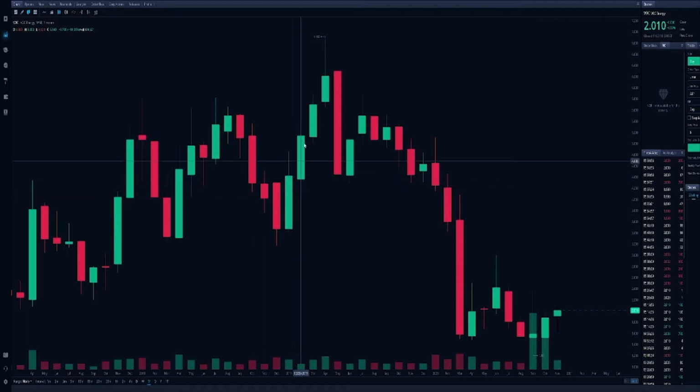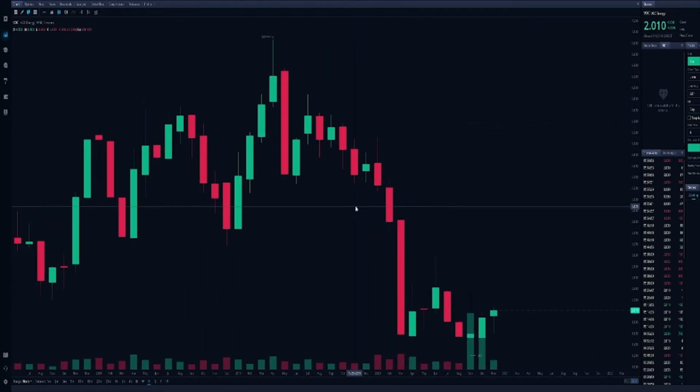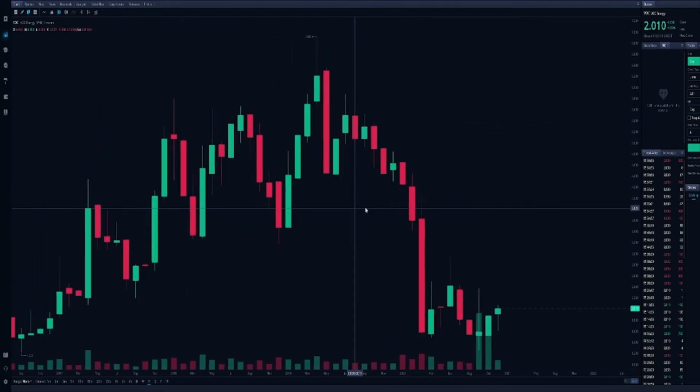The wicks are the minimum and maximum price points it had reached during this day. For example, in this candlestick right here, its lowest drop was $5 and its maximum price was $5.89 when it closed. So how do we break up a graph?